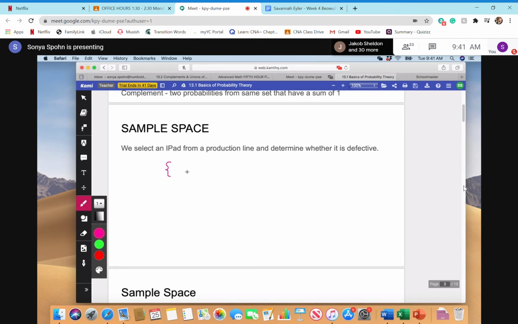Is there anybody who can't see what I'm doing or hear me? All right. So one thing is I'm going to try to do cursive with this thing.